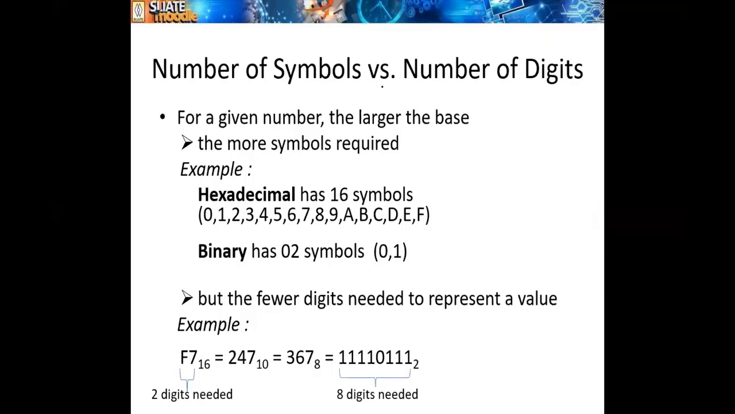So number of symbols versus number of digits. For a given number, the larger the base, the more symbols are required. For example, hexadecimal has 16 symbols from 0 to F. Binary has 2 symbols. Octal has 8 symbols. Decimal has 10 symbols. But fewer digits are needed to represent it.